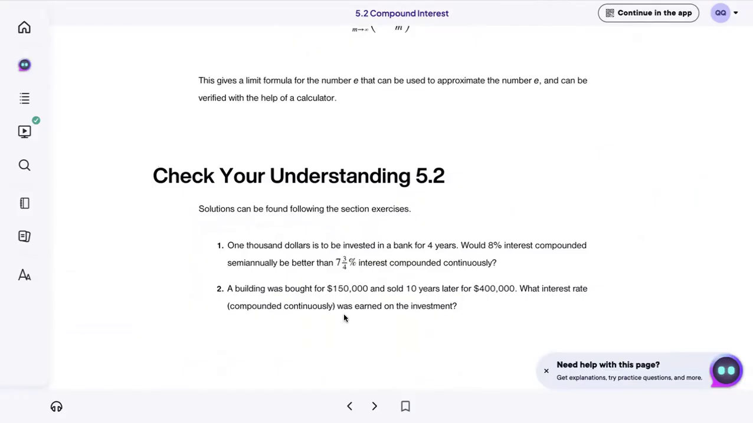So for chapter 5, we're only covering these 2 sections. And the next video will be chapter 6.